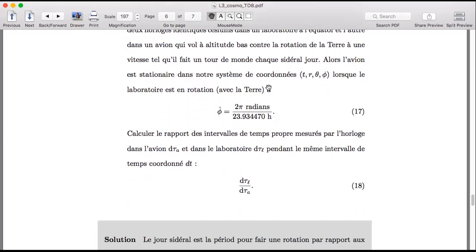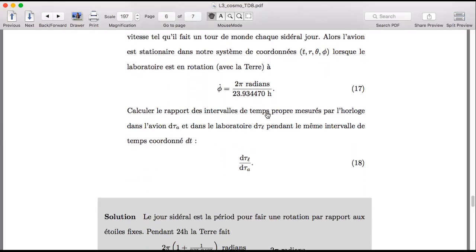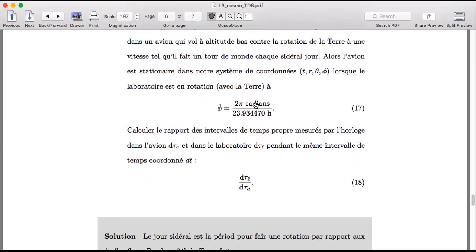And I put it in a low orbit so that we could say it essentially has the same gravitational field as the clock that's stationary on the Earth. We're going to compare the clock in the airplane with the one that's stationary on the Earth.